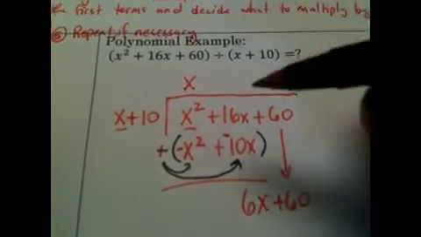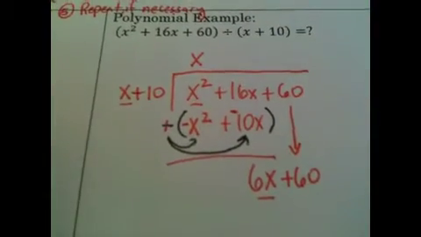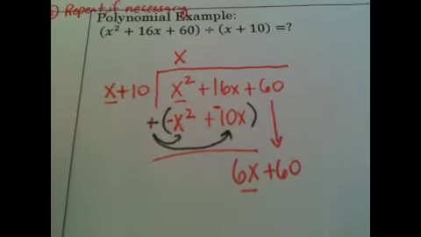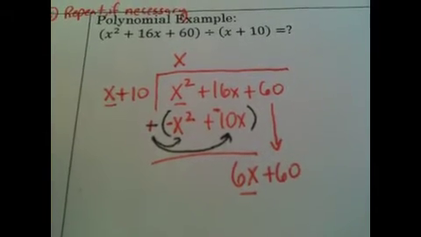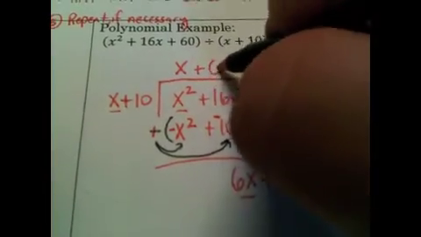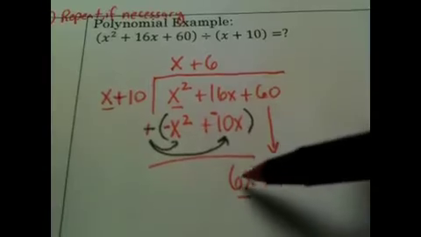Okay, look at the first terms. The first term here is the x. The first term here is the 6x. Ask the question, how can you make an x a 6x? Or a better question would be, what would you multiply x by to get 6x? And the answer would be to multiply by a 6. Okay, so multiply by a 6 to give me 6x.